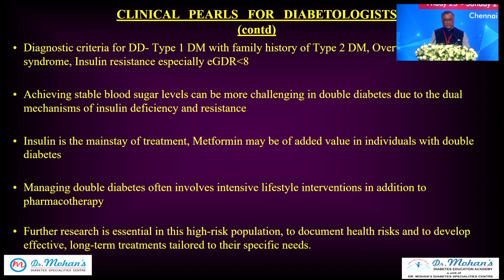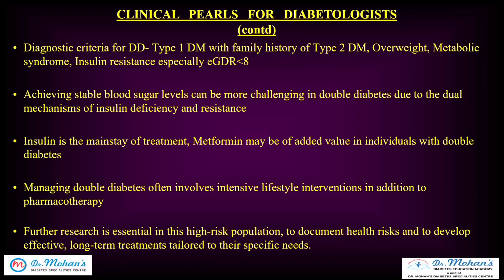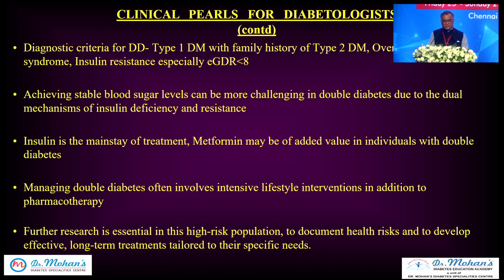Diagnostic criteria for double diabetes include individuals with type 1 diabetes, with family history of type 2 diabetes, with overweight, metabolic syndrome, and insulin resistance, especially eGDR below 8. Achieving stable blood sugar levels can be more challenging in double diabetes due to its dual mechanism of insulin deficiency and resistance. Hence, insulin is the mainstay, and metformin can be added. Managing double diabetes often involves intensive lifestyle interventions in addition to pharmacotherapy. Further research is essential in this high-risk population to document health risks and to develop effective long-term treatments tailored to their specific needs. Thank you.